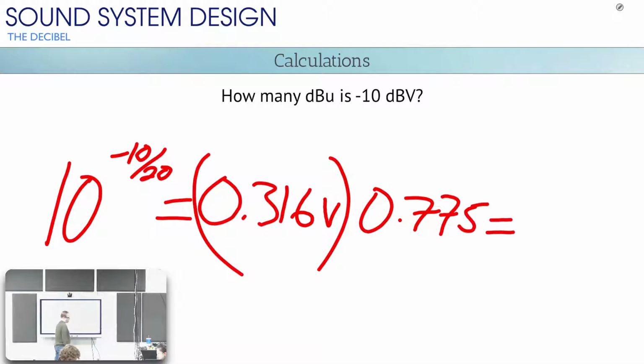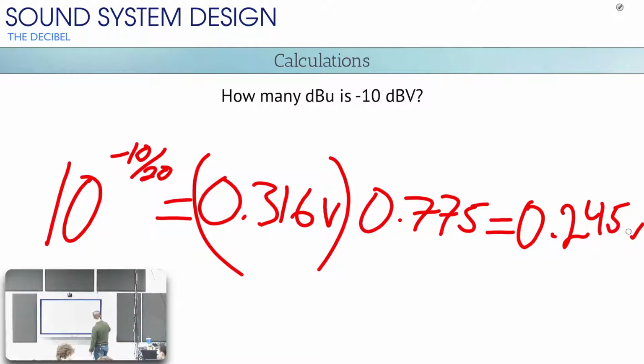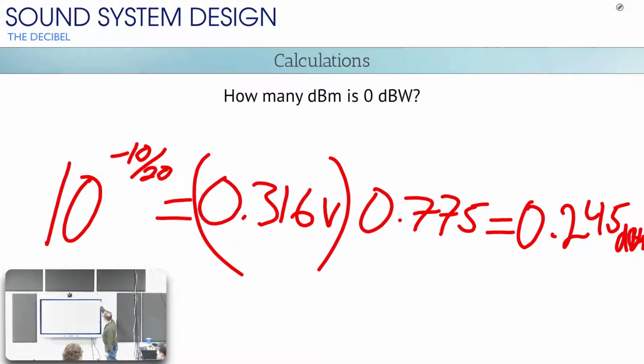And what do we get? 0.245. Oh, I'm sorry, dB, no. Hang on. Yes, 0.245 dBu. Which is not a whole lot.